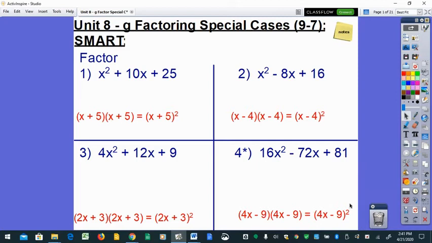And man, was that helpful, because 16 is 1 and 6 and 2 and 8 and 4 and 4 and 1 and 81 and 9 and 9. It's divisible by 3. 3 times 27. There's all kinds of combinations, but because we recognized it as a perfect square trinomial, we were able to factor it really quickly. So everything I just said, we're going to look at 4 examples again.